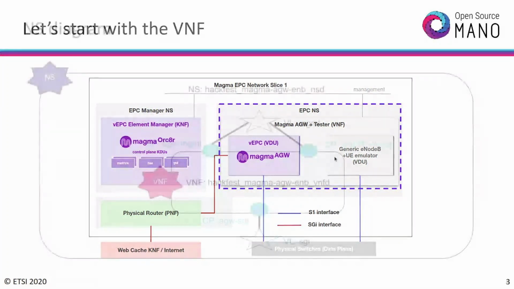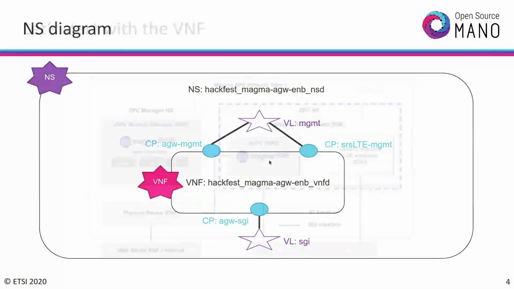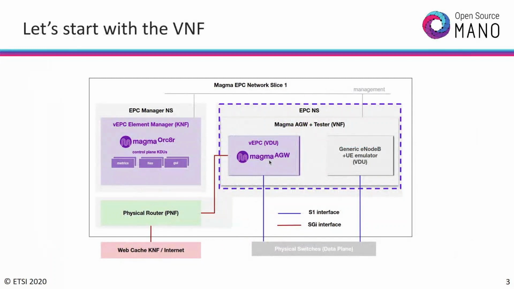The way we would see this conceptually in Open Source MANO is we have a network service built by a single VNF. This single VNF, we are calling it Hackfest Magma Access Gateway Node B. This single VNF has 3 connection points. Let's go back to the diagram. It has a management connection point. It needs to be managed.